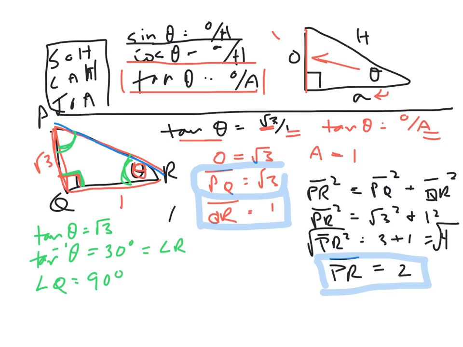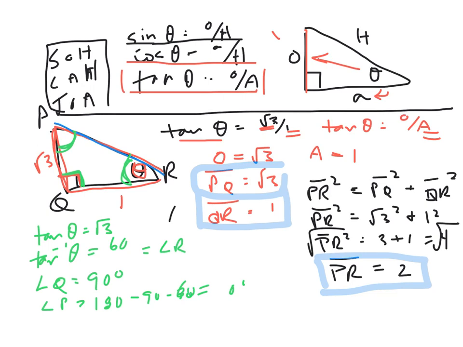To find angle P, all the angles in a triangle add up to 180. So 180 minus 90 minus 30 is equal to 60, wait a minute. Sorry, I just mixed up. I got way ahead of myself here. Okay, actually the antitangent of root 3 is 60.